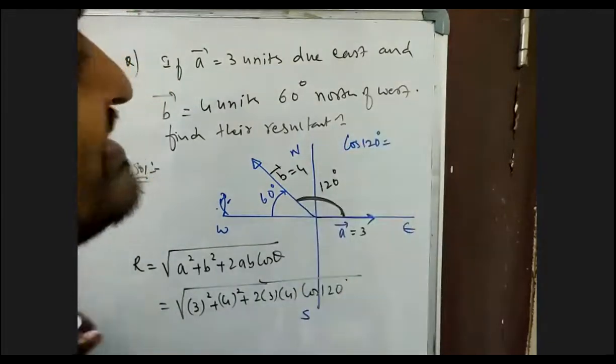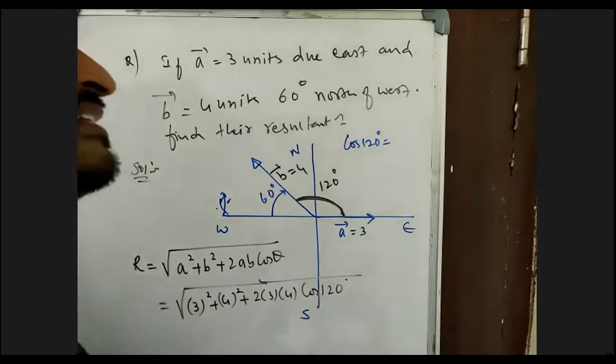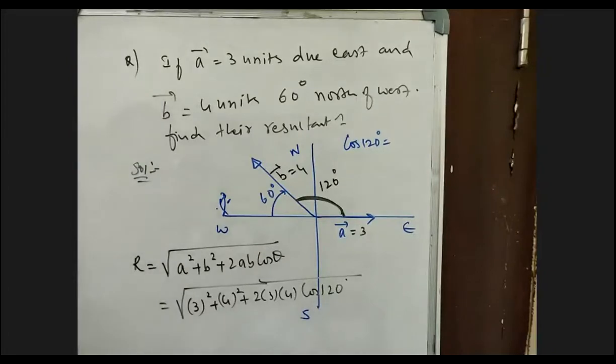Sin 30. Sorry, half, 1 by 2. Cos 120 is sin 30 only, right? Sir, 1 by 4. So cos 120 should be half, right? So 1 by 2. That's what I'm telling you.